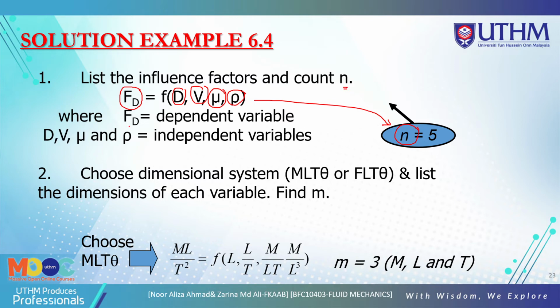FD is the dependent variable, and velocity, viscosity, and density are independent variables. The left side we call the dependent variable, and the right side is the independent variable. Just remember that. Then choose the dimensional system, MLT theta or F. This is US base or SI unit. In this example we use the SI unit, and list the dimension of each variable and then find m.